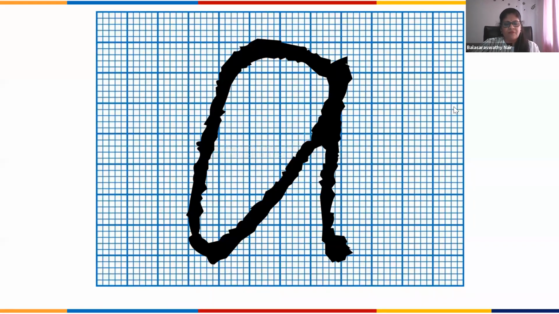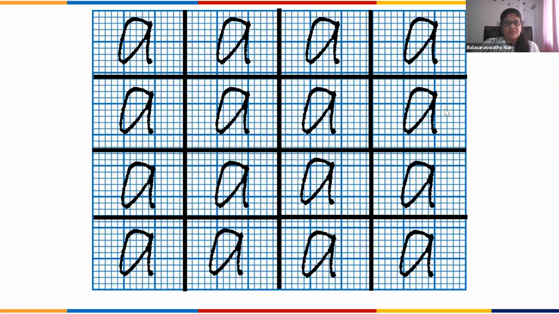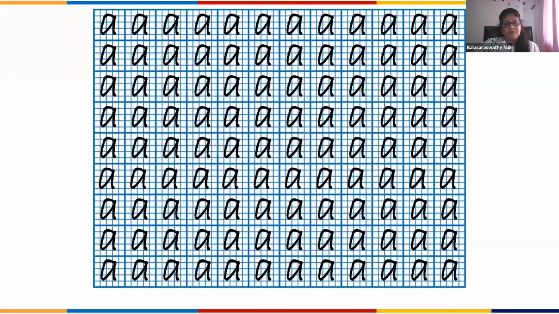Write it on a full graph paper. Step 2, divide the graph paper into 4 and again ask the child to write there. Again, divide it into further boxes. Now what's happening? You are minimizing the size of the alphabet using a graph paper. This practice, which I have been doing with kids, has helped my kids improve their alphabet writing and word writing also. You can do the same thing.